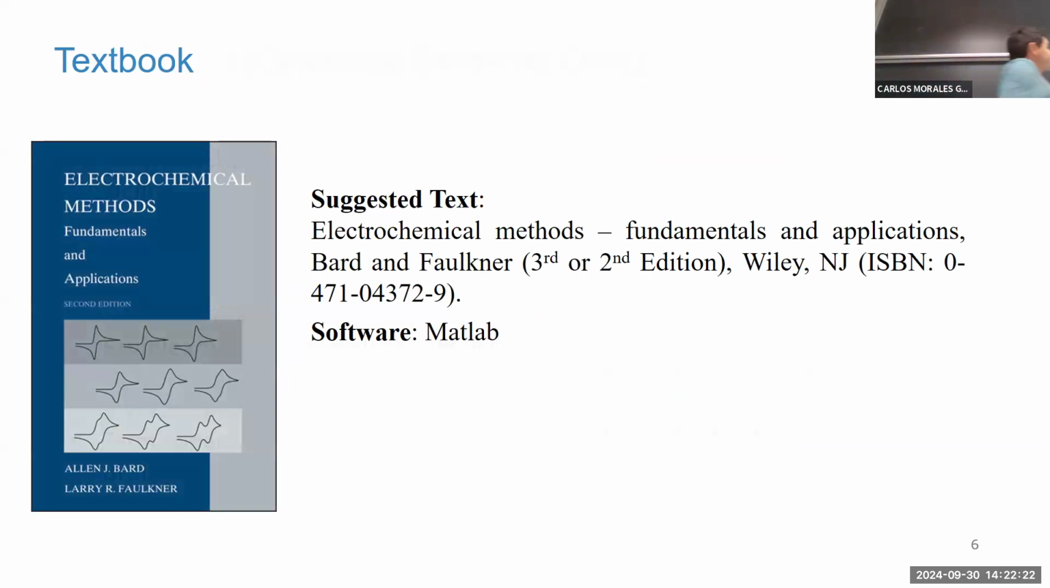All right, there are 2 textbooks. This is the main book that we will use. This is Electrochemical Methods. This is by Allen Bard and Larry Faulkner. The picture that you see here is from the 2nd edition. This is what the 3rd edition looks like, okay? Whether you use the 3rd edition or the 2nd edition should be fine, all right?